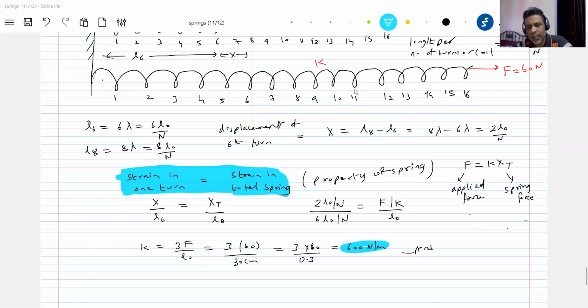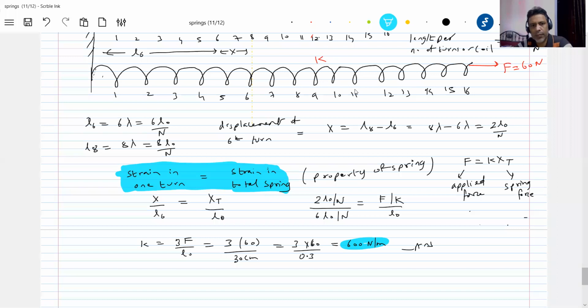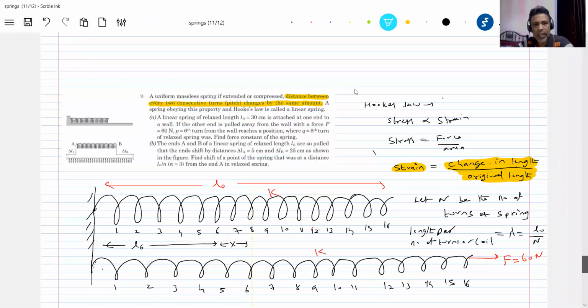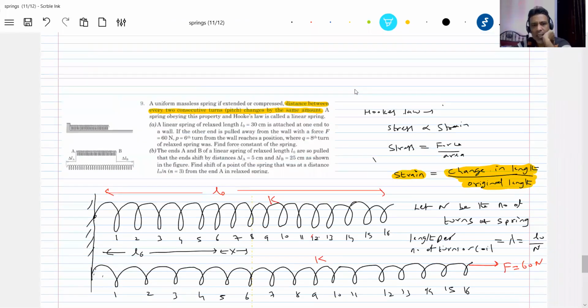Okay, after this, now the second part of the problem is asked. Come to the second part. The ends A and B of a linear spring of relaxed length L naught are so pulled that the ends shift by distances delta LA and delta LB, as shown in the figure. Find the shift of a point of the spring that was at a distance L naught by 3 from the end A in the relaxed spring.